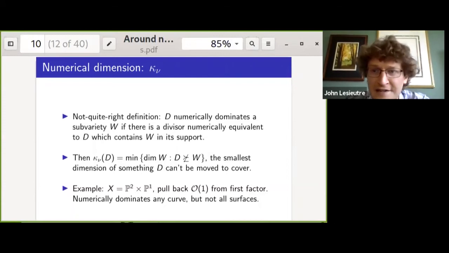On the other hand, not every surface is numerically dominated by it. If you just take some surface, P2 times a point, for example, it is not numerically dominated by that class. So this kappa nu is defined to be the minimum dimension of something that's not numerically dominated. Every curve is numerically dominated, but not every surface is. Again, there's some fudging here: you need to add some epsilon times amples and so on. But roughly speaking, that's what this kappa nu is about.